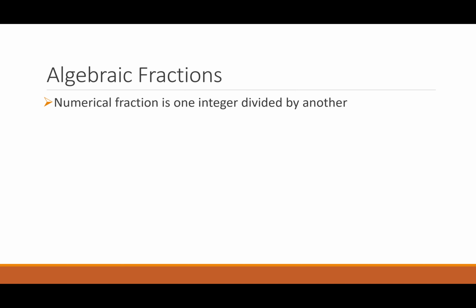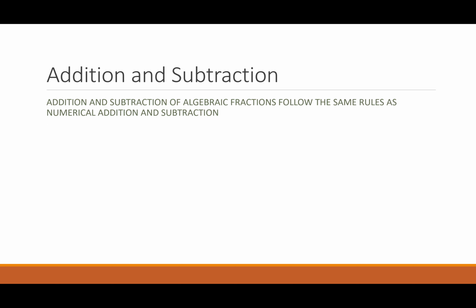A numerical fraction, as we know, is just one integer or one number divided by another. As an example, 5 divided by 3 can also be written as 5 over 3. Algebraic fractions are exactly the same thing, except we're using symbols or variables instead: a divided by b, or a over b. So let's move on and look at addition and subtraction of algebraic fractions.